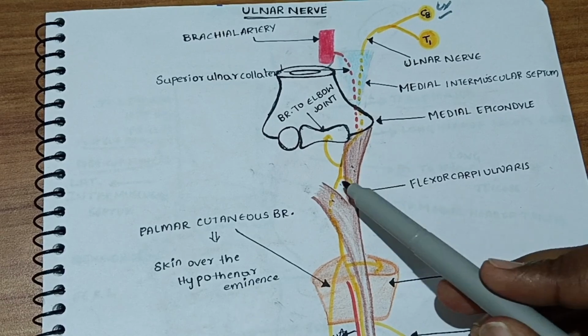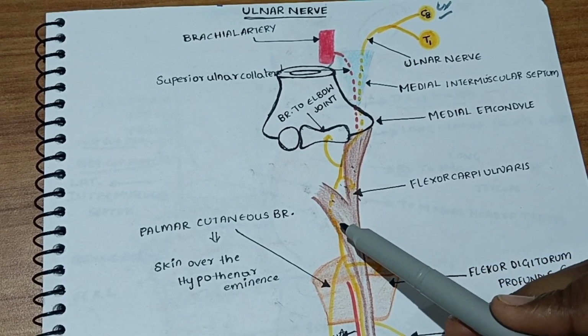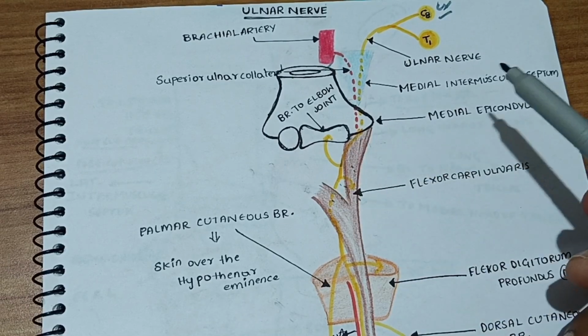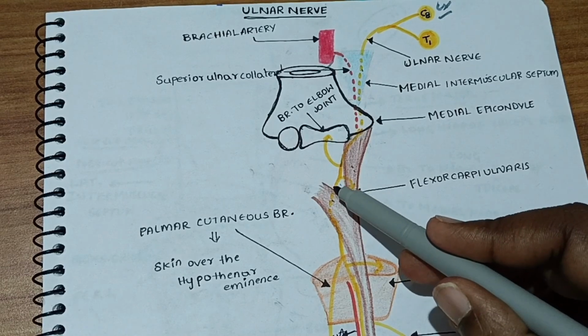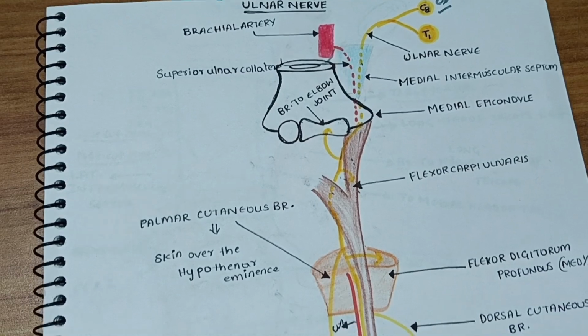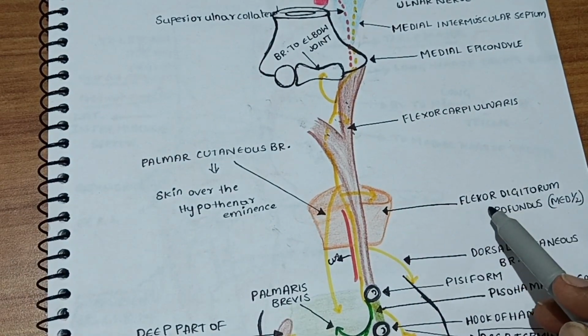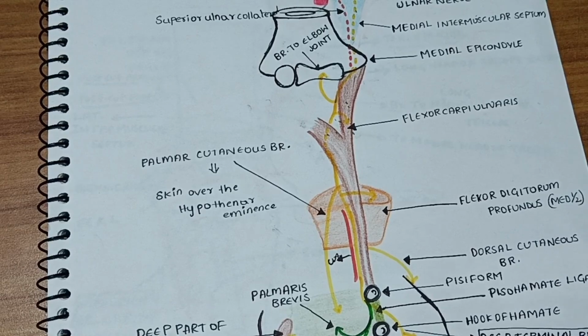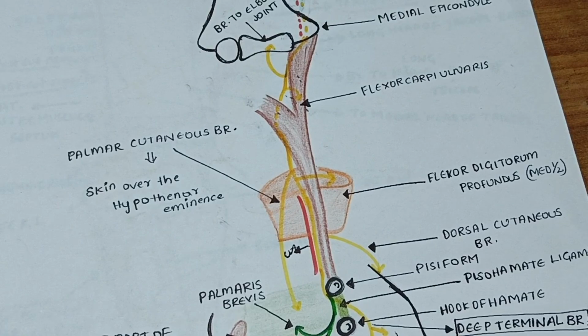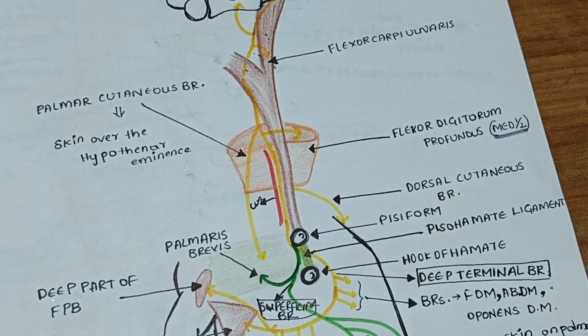Now, after crossing the arm, it enters the forearm between the two heads of the flexor carpi ulnaris. It passes between the two heads and enters the flexor digitorum profundus, where it supplies the medial half of the flexor digitorum profundus.